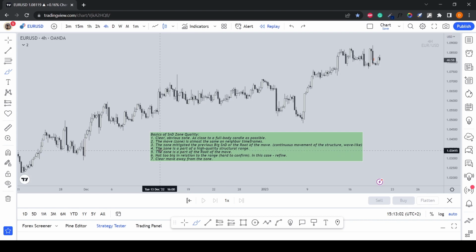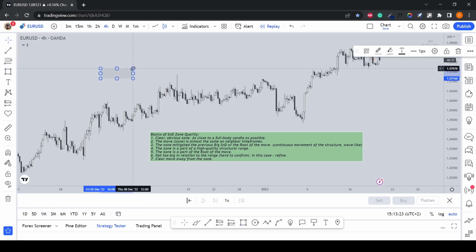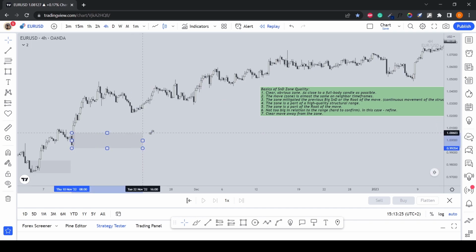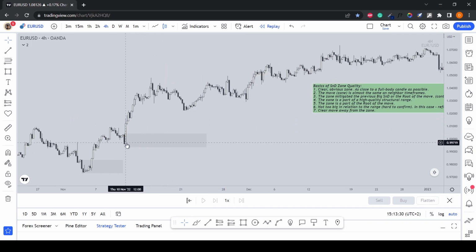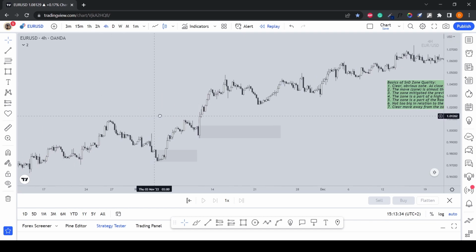Now, the next one is connected to the previous section of the course about structure, and it says that this high quality zone is a part of a high quality structural range. What it means is that yes, you can have a relatively high quality zone, but then you need to ask yourself, what is the structural range that is holding this zone? Is it high quality or is it low quality?